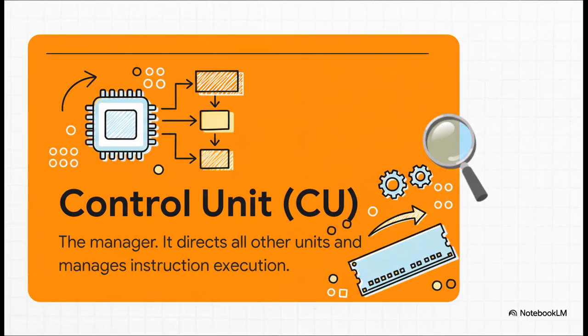But who runs the show? Who tells everyone what to do? That would be the control unit, or CU. You can think of it as the boss or maybe a traffic cop. It grabs instructions from memory and just directs traffic. It tells the memory unit what to fetch, the ALU what to calculate, and the output unit what to show. It's the reason everything happens in the right order at the right time.